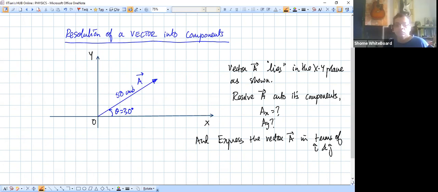Okay, so can you just tell me over the chat how much ax and ay should be over here? How much should be ax, how much should be ay, and what will be the vector given in component form then?